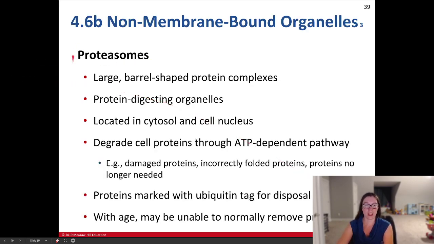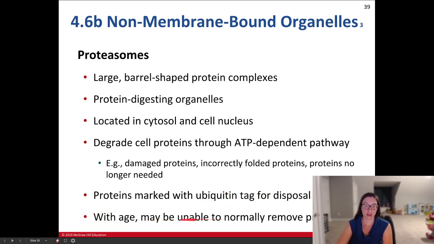Proteasomes, we can't see the proteasomes on the models that we have in lab, but they are protein digesting organelles. They're located in the cytosol and the nucleus. They're going to degrade cell proteins. They do need ATP to do this. And they only are going to break down proteins that are marked with a specific tag, the ubiquitin tag. And that way, they're going to kind of recycle the amino acids so we can use them for something else.